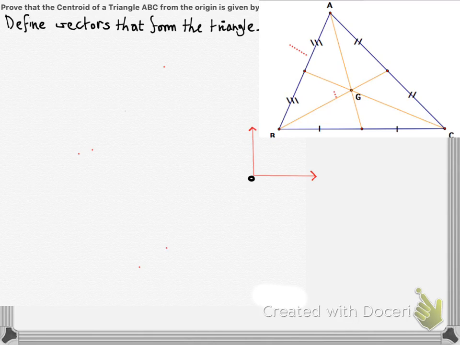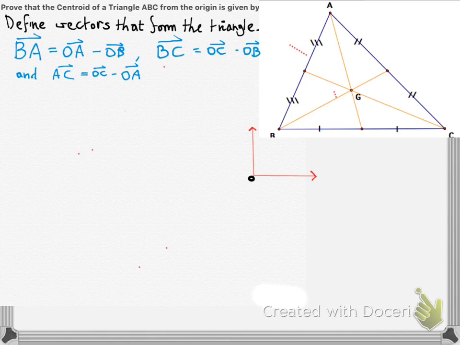So, first off, let's look at defining some things about the triangle in terms of vectors. So we have this, okay, so this is from B to A, based on position vectors, O to A and O to B. And we've got B to C going this way, and we've got A to C, so this side coming down here. Okay, so that's the first thing. Define the sides of your triangle relative to the vectors.